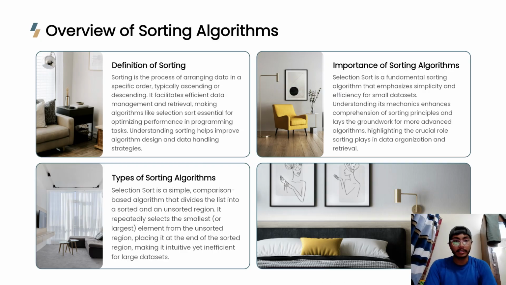Overview of sorting algorithms. Definition of sorting. Sorting is the process of arranging data in a specific order, typically ascending or descending. It facilitates efficient data management and retrieval, making algorithms like selection sort essential for optimizing performance in programming tasks. Understanding sorting helps improve algorithm design and data handling strategies.